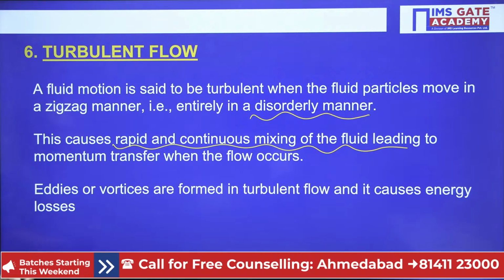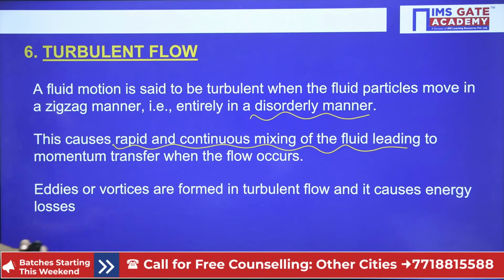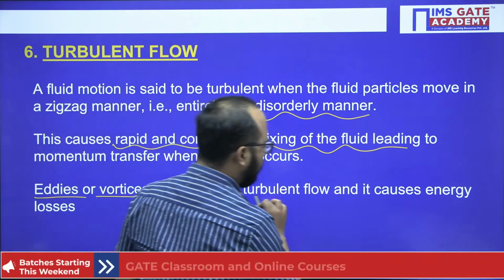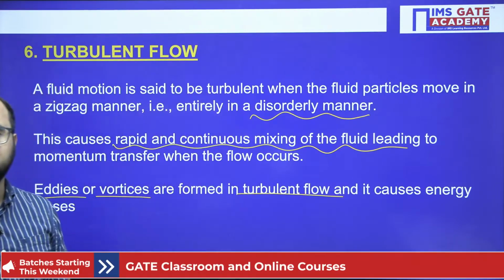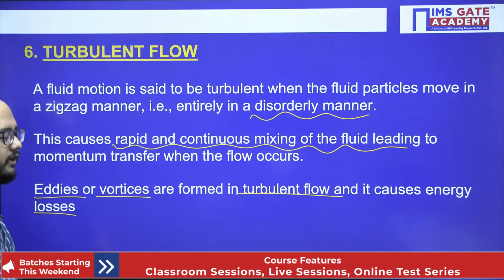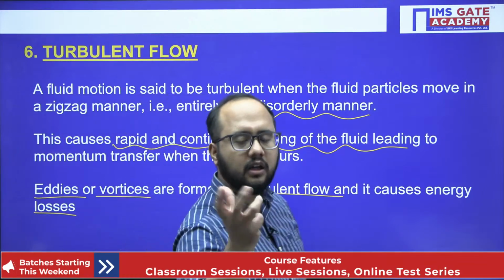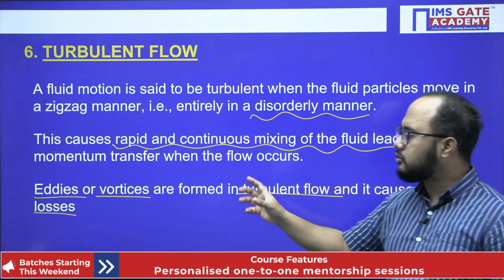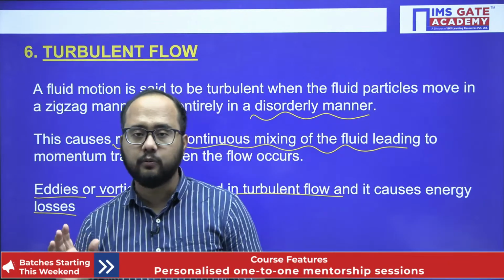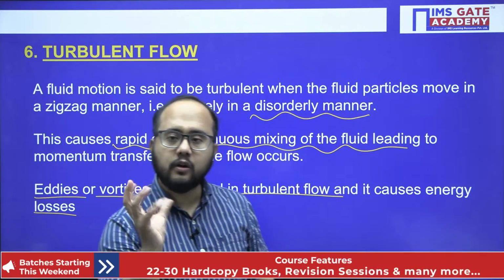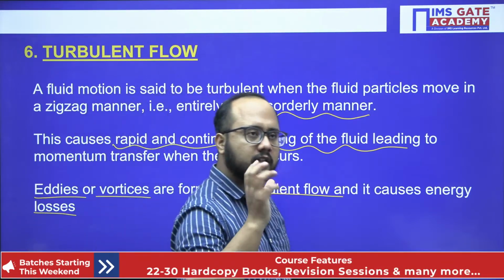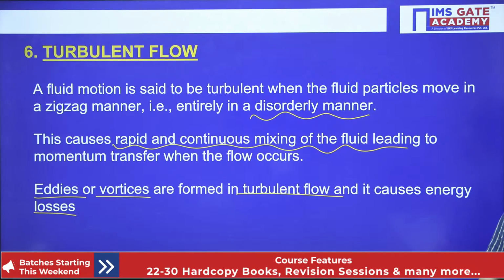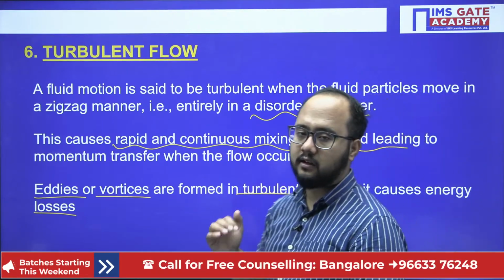And the last point, eddies and the vortices. Eddies and vortices are formed in the turbulent flow, which causes the energy losses. So very important. So eddies are basically what? The circulatory movement of the fluid. Circulatory movement. So these eddies, you should remember this point. Eddies are what? Very important point here. So this circulatory movement of the fluid flow, right? So this disorderness will have more energy losses. More energy losses you will see in this particular case of fluid flow.